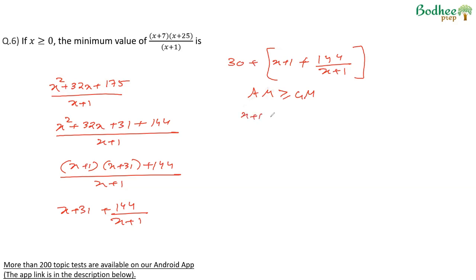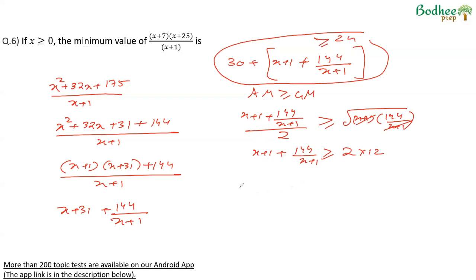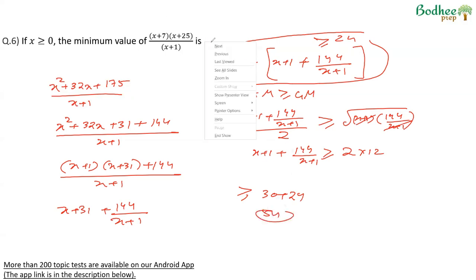And therefore, (x plus 1 plus 144 upon x plus 1) by 2 will be greater than or equal to root of (x plus 1) into 144 upon (x plus 1). So this term x plus 1 plus 144 upon x plus 1 will be greater than or equal to 2 into, x plus 1 cancel, root of 144 is 12. So this term has to be greater than or equal to 24, and therefore this entire sum has to be greater than or equal to 30 plus 24, which is 54. Therefore, the minimum value of this sum will be 54. That becomes my answer.